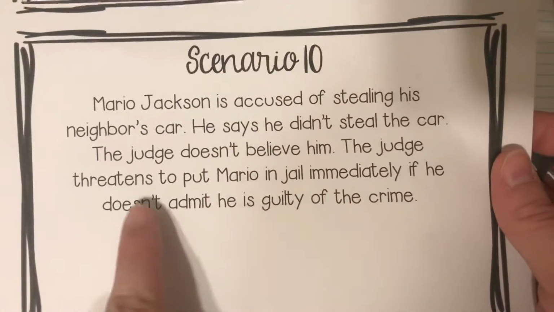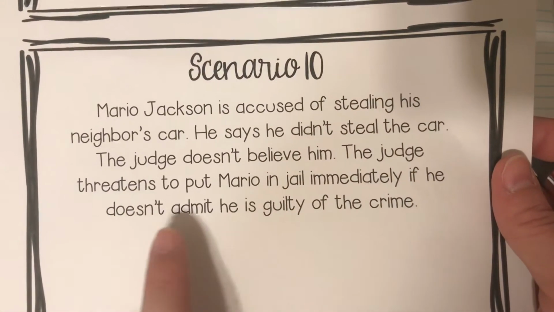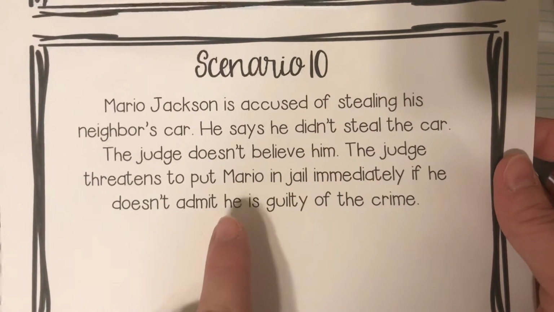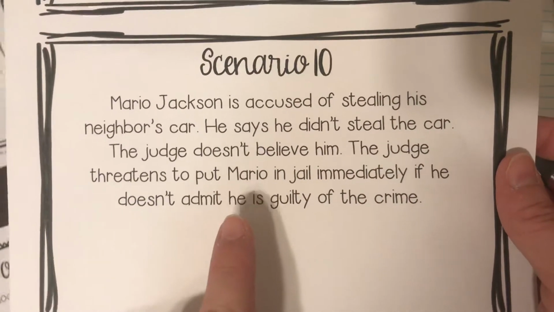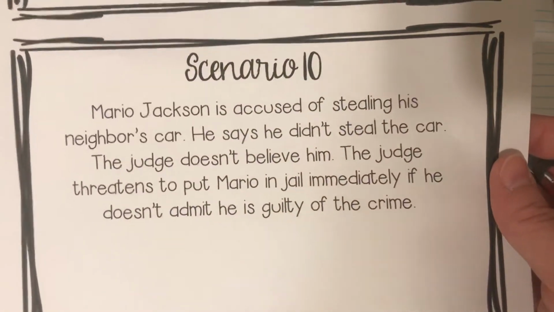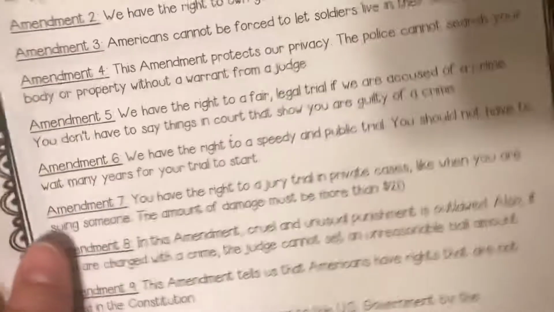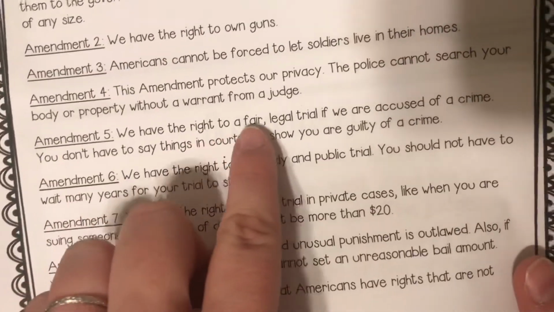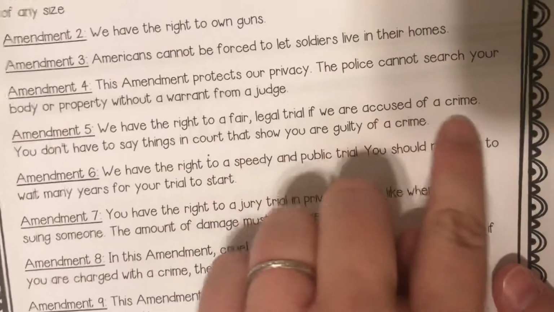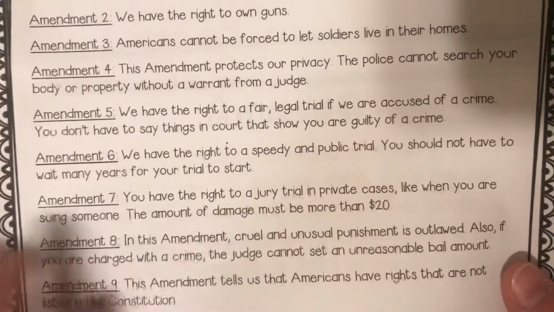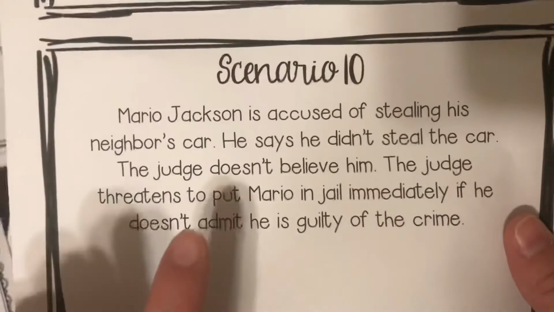But the main thing here is that the judge threatens to put him in jail if he doesn't admit that he's guilty. He's trying to get him to just say, okay, I did it, I'm guilty. But he doesn't have to. He has the right to give evidence for himself. So this actually represents the Fifth Amendment, pleading the Fifth. I have the right to a fair legal trial if I'm accused of a crime. You don't have to say things in court to show that you're guilty of a crime. He can plead the Fifth in this scenario.